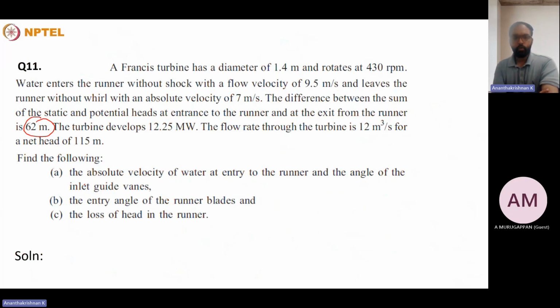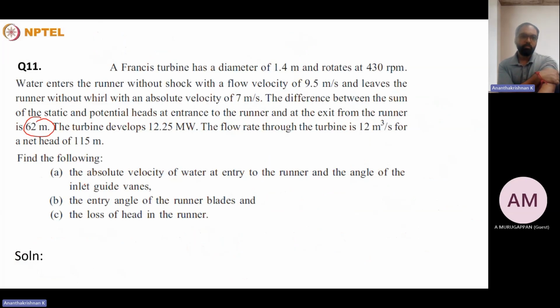So this problem was a Francis turbine numerical. We had to calculate the absolute velocity and the inlet guide vane angle, which is the same as the angle alpha 1 that we take in the inlet velocity triangle. We needed to calculate the entry angle of the runner blades, that is the angle beta 1, and the total loss of head in the runner.